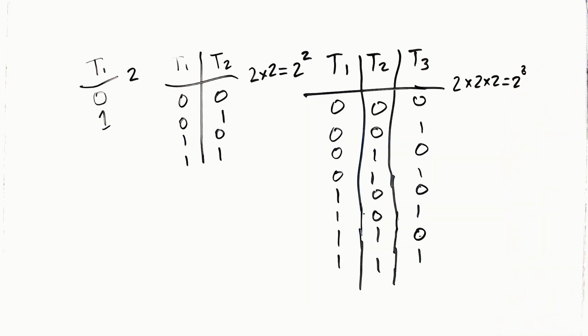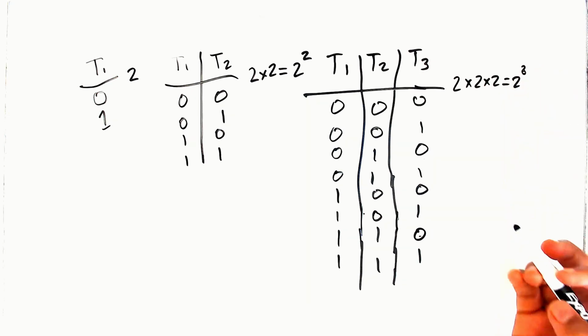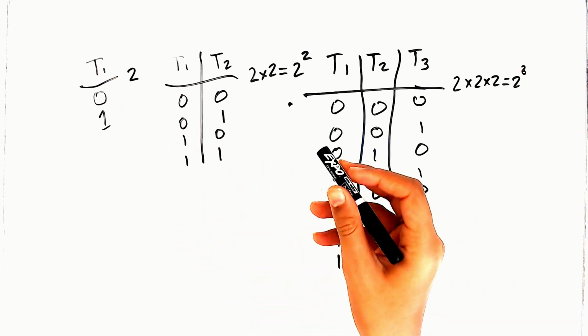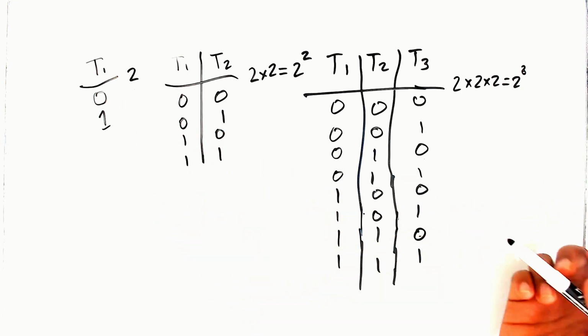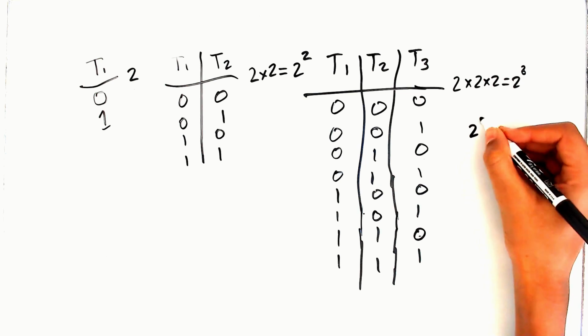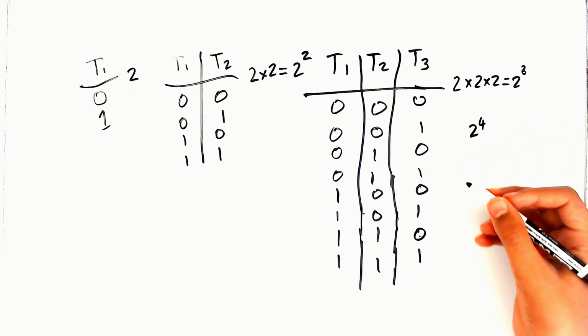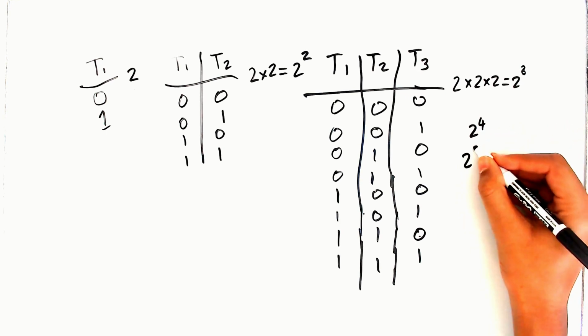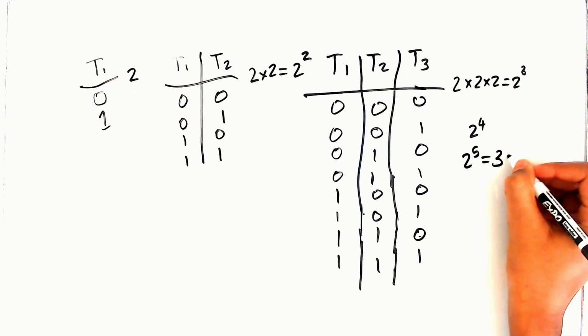So do you guys notice any patterns? Well, I do. So first we have 2, then we have 2 squared, then we have 2 cubed. Then if we had 4 toppings, we would have 2 to the power 4. And now we have 5 toppings, so it'd be 2 to the power 5. 2 to the power 5 equals 32.